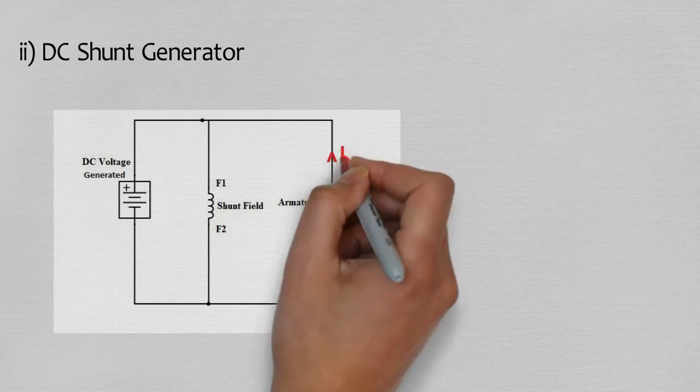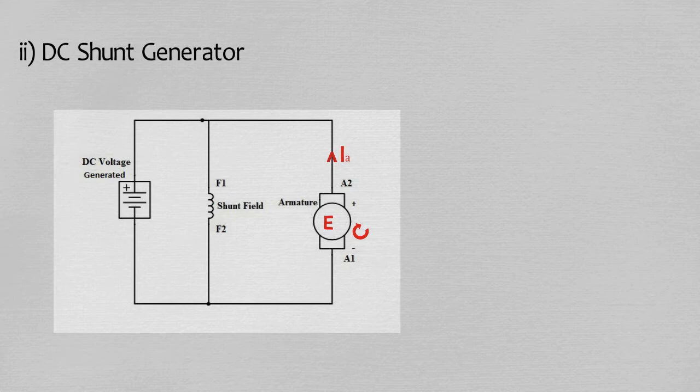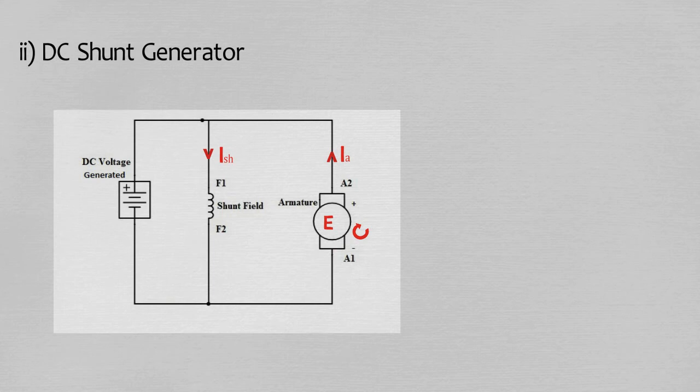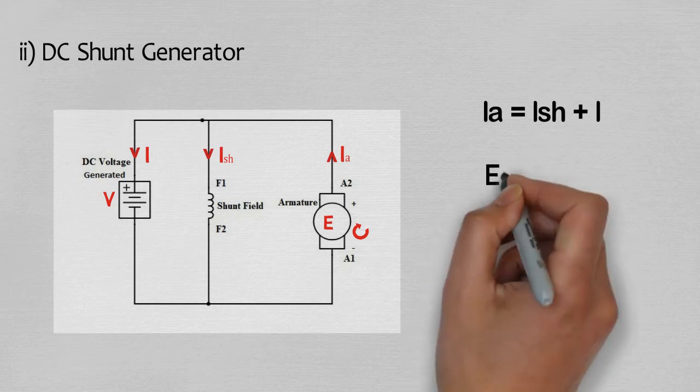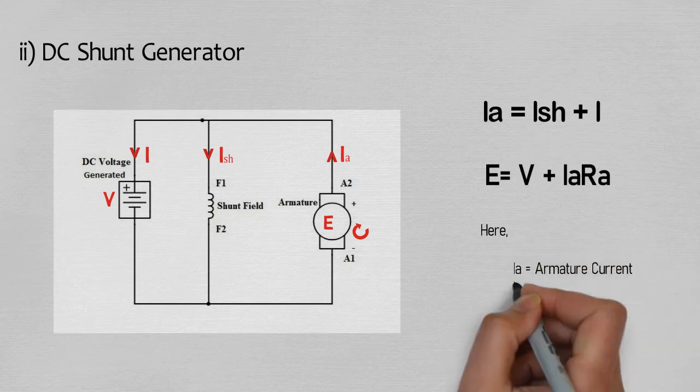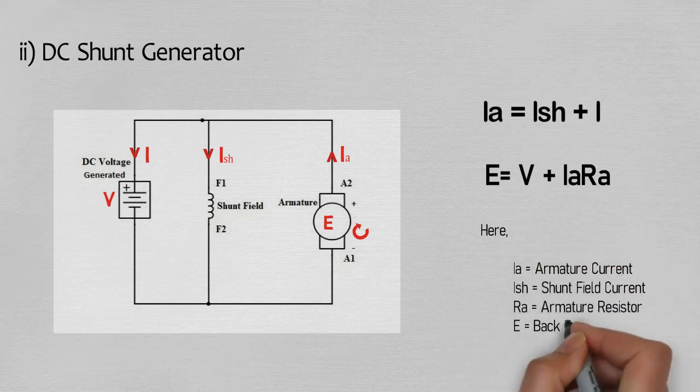This current will further divide into two parts. Those are shunt current ISH and load current I. So, from this, we can say that armature current is the summation of shunt current and load current. As a result, voltage V will be generated at the terminal of load. So, induced voltage is equal to terminal voltage plus armature resistor drop.